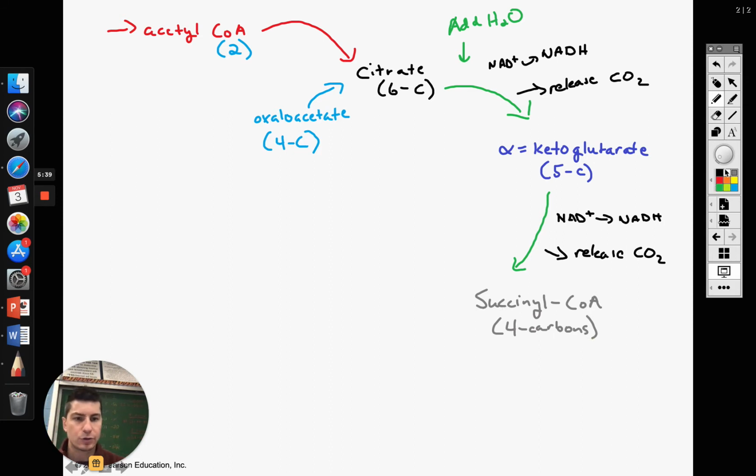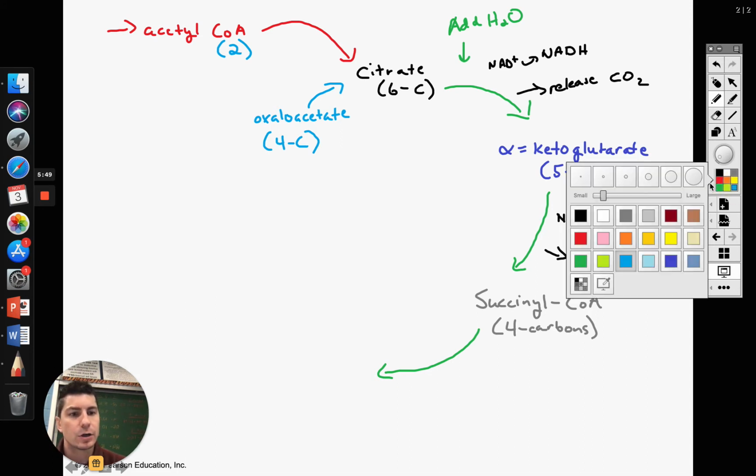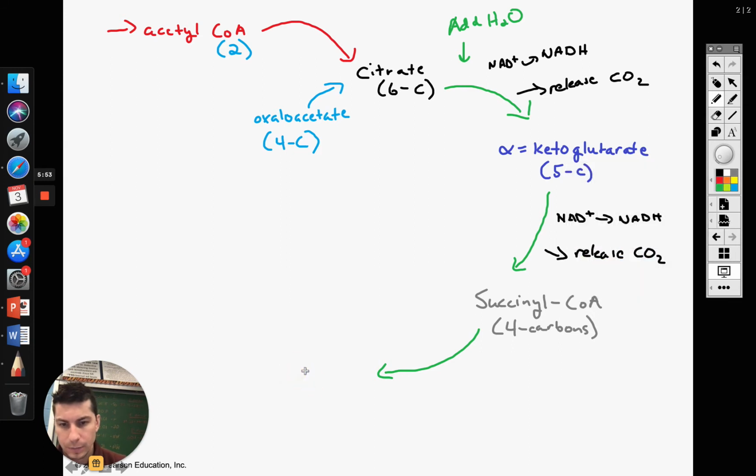We are now going to transform our succinyl coenzyme A, and we're just going to make some slight modifications to it. Nothing is changing with our number of carbons. So we are going to transform this into succinate. In doing this, we're going to take GDP, which, if you remember, is guanine diphosphate.